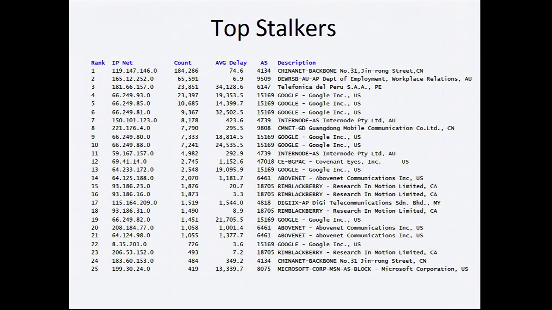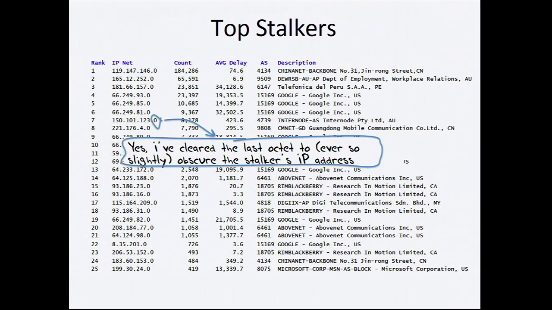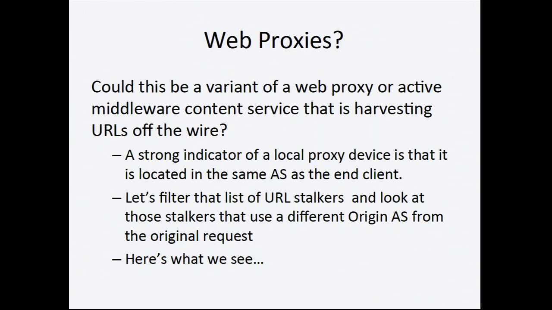But you know, Telefonica in Peru, Department of Workplace Relations in Australia, intercepting middleware. And up the top, something in China net. So those are sort of the stalkers, and you kind of think, well, I don't quite know. I've just cleared the last octet, by the way, so you can have a look at all those addresses and figure out which one of the 256 it is. It's my hideously clever attempt to hide their identity.